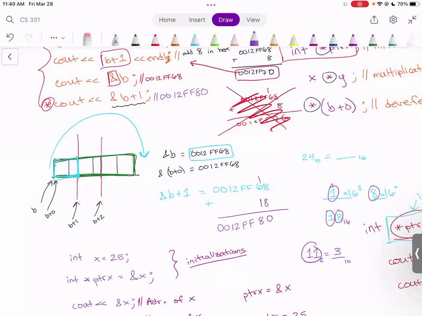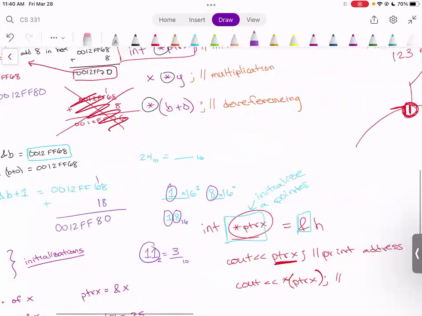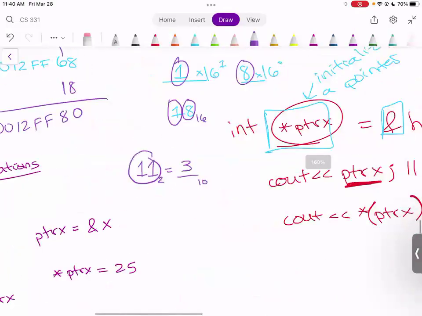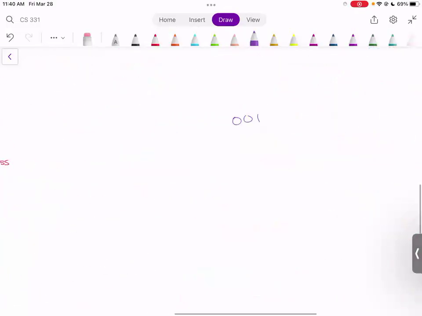Wait, what if it's 20 then? What would be the case? 20 in what? 20 in binary, 20 in decimal, or 20 in hex? In hex. Okay, 20 in hex. If you're saying 20 in hex, let me do it on the side here. 2 F E 6 8. So plus 20. So again, you just add it in hex. 8 plus 0 is 8. 6 plus 2 in hex is 8 also, and then everything else stays the same.